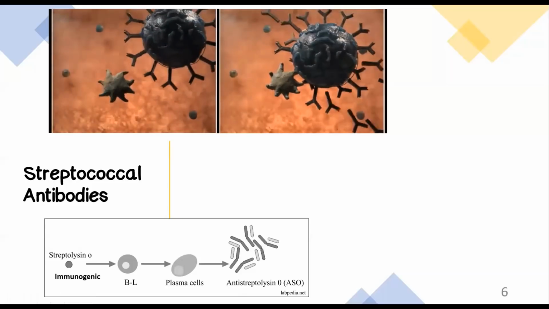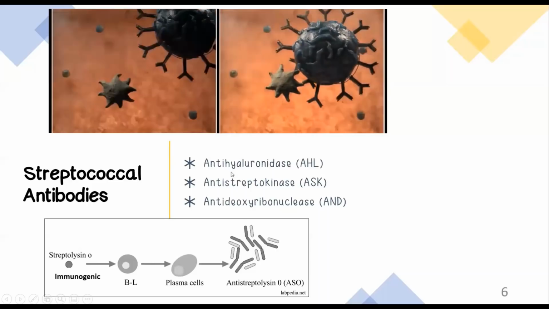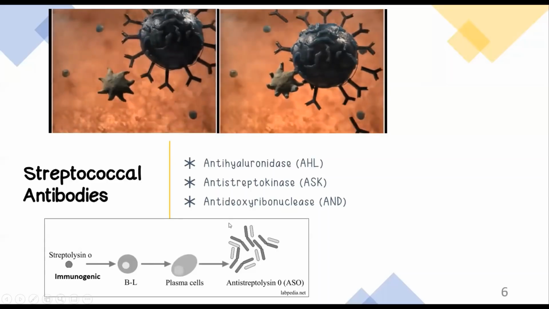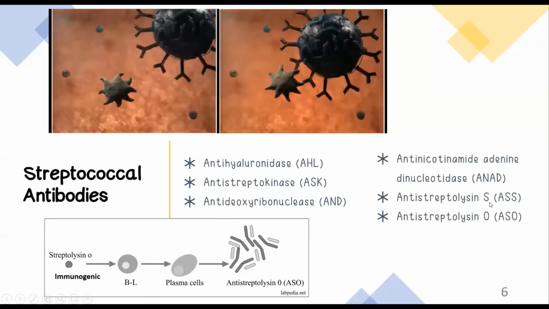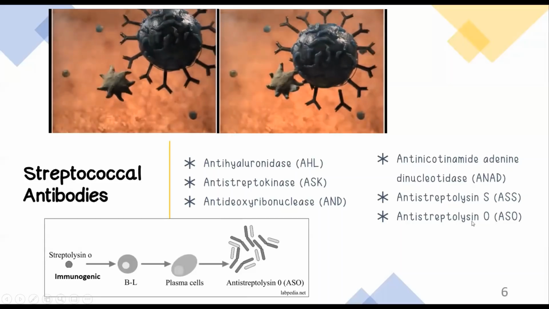Now, the antibodies typically produced during streptococcal infections are anti-hyaluronidase, anti-streptokinase, anti-DNase, anti-NADase, anti-streptolysin S, and anti-streptolysin O.